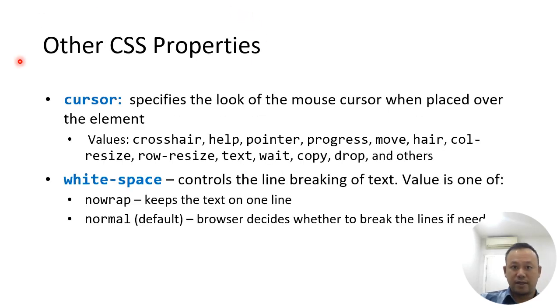And we also have other CSS properties such as cursor and white-space. A cursor specifies the look of the mouse cursor when placed over the element, and white-space controls the line breaking of the text. The value is one of normal, nowrap, and so on. Nowrap just means keep the text on one line, and normal is the default, where the browser decides whether to break the line if needed.